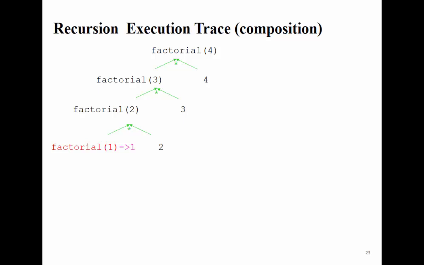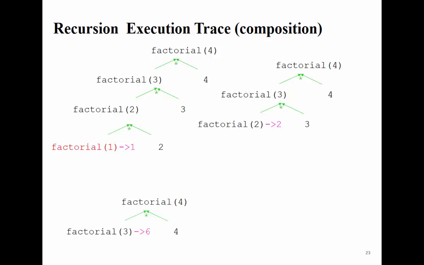The first step is decomposition. The second step is composition. You now collect the results from the recursive calls. So factorial of 1 is equal to 1. Then factorial of 2 is 2. Then factorial of 3 is 6. Then factorial of 4, you reach 24.